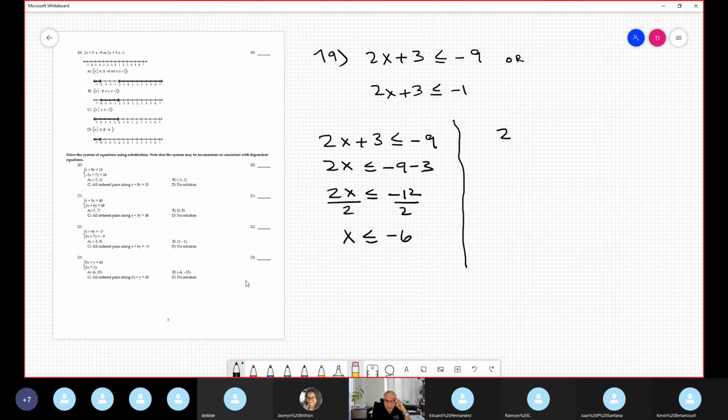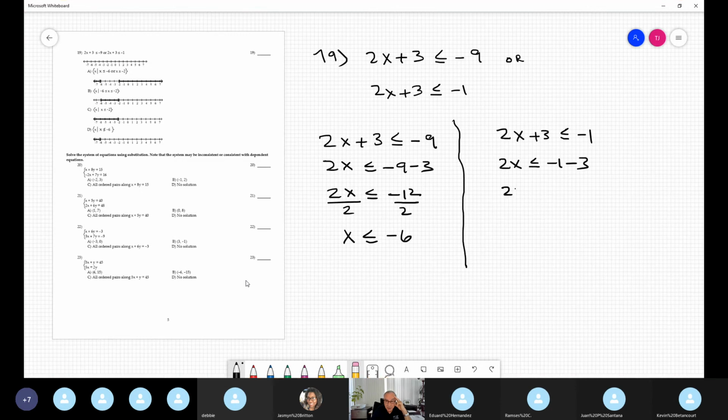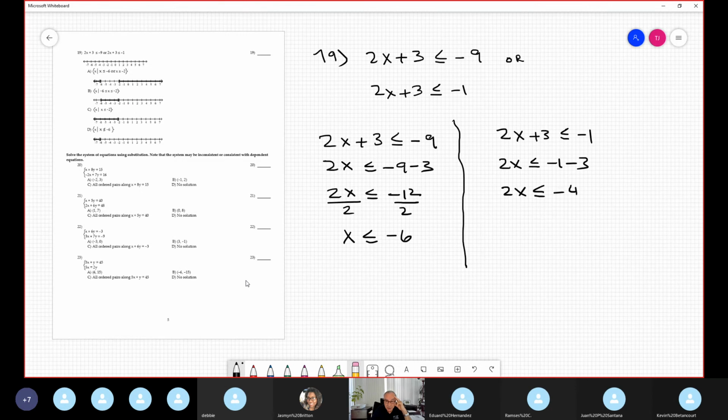The second part is similar. 2x plus 3 less than or equal to negative 1. 2x less than or equal to negative 1 and negative 3. 2x less than or equal to negative 4. Divided by 2, x is less than or equal to negative 2. Okay, now the graphic part.